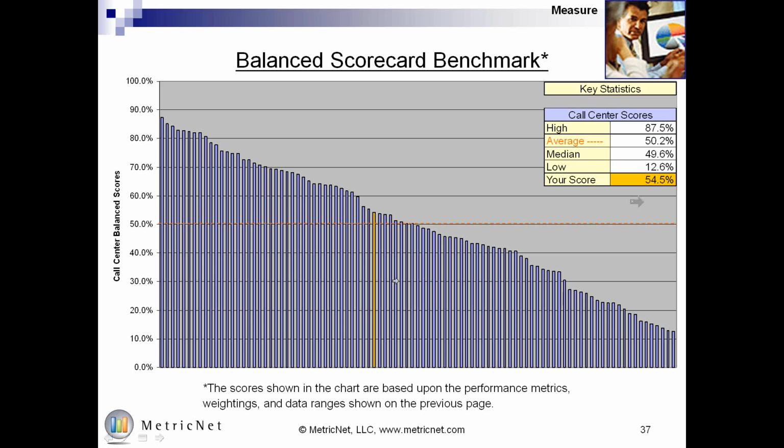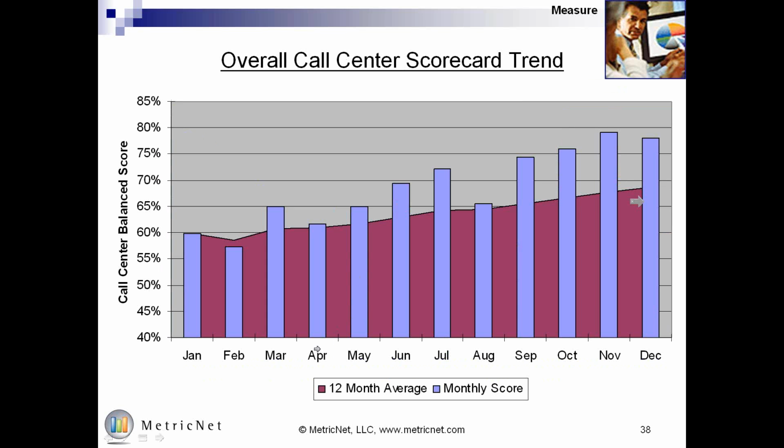The balanced scorecard is a way of levelizing the playing field, a way of creating an apples-to-apples comparison between call centers. The balanced scorecard gives you that single overall indicator of performance that you can also use to track and trend your performance over time. What I'm showing here on page 38, the blue bars represent the monthly scorecard number.